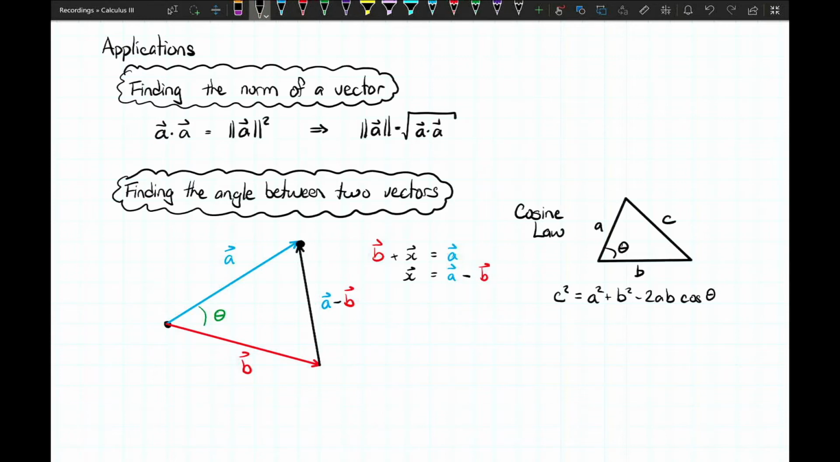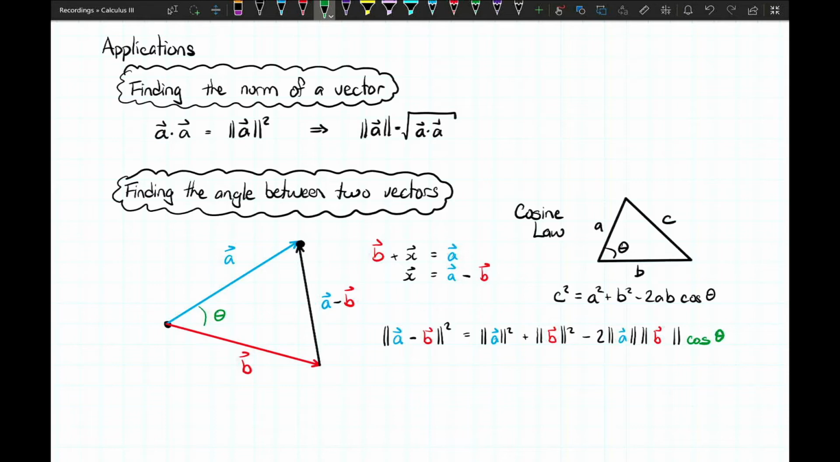The length of side C in our picture, well, that would be the norm of A minus B. And that norm squared forms the left-hand side of this cosine law equation. On the right-hand side, the length A and the length B are simply the norms of A and B. So making those substitutions on the right-hand side, we have our cosine law in vector form.